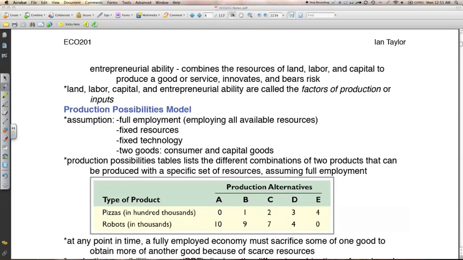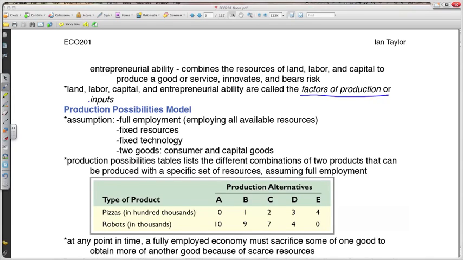Another term for the land, labor, capital, and entrepreneurial ability is just called factors of production or inputs. So if you ever hear me referring to factors of production or inputs, I'm referring to our 4 categories of resources.